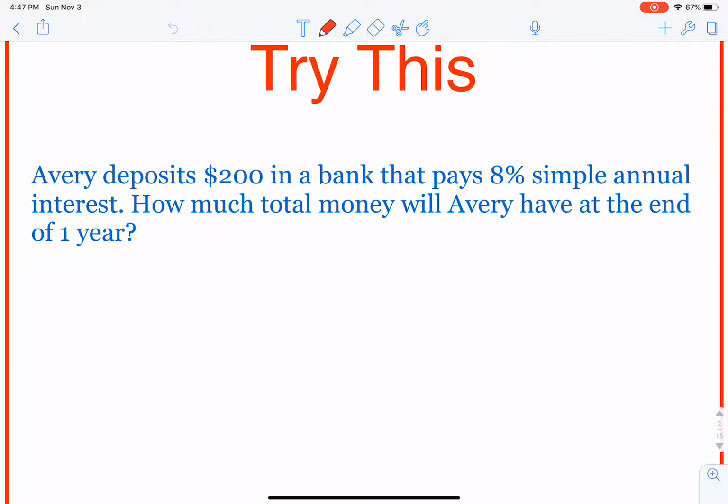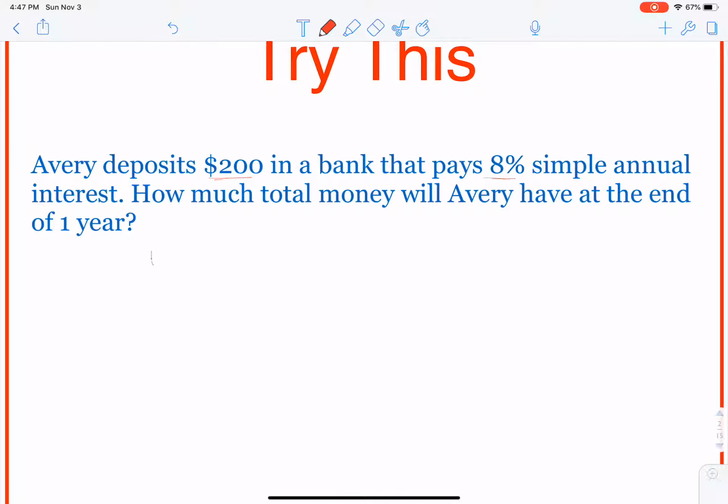So knowing that, Avery deposits $200 in a bank that pays 8% simple annual interest. How much total money will Avery have at the end of 1 year? So I'm starting with $200 and I'm increasing by 8% for 1 year.